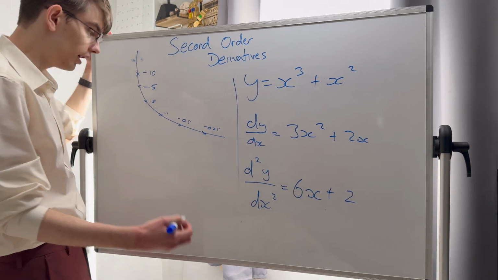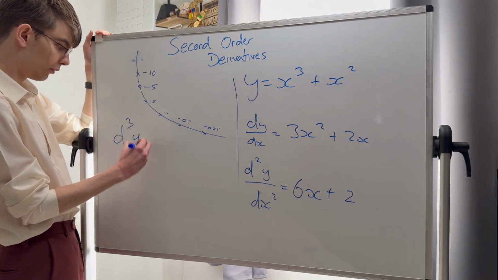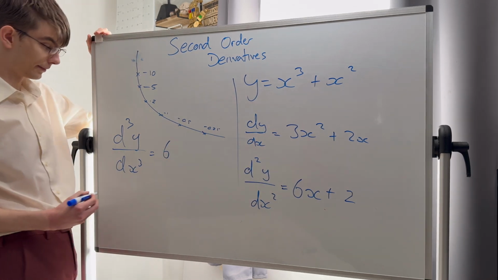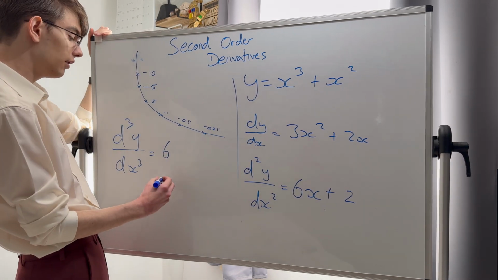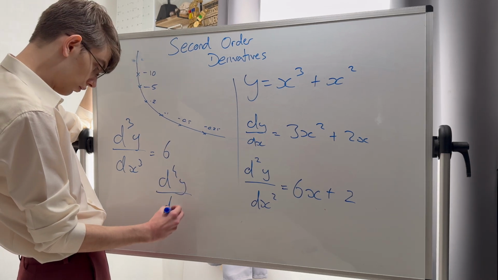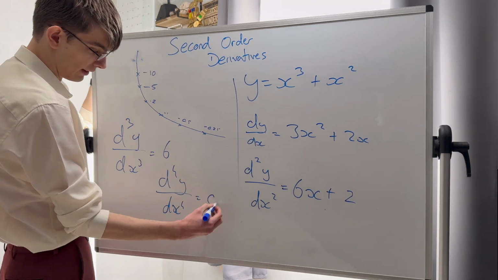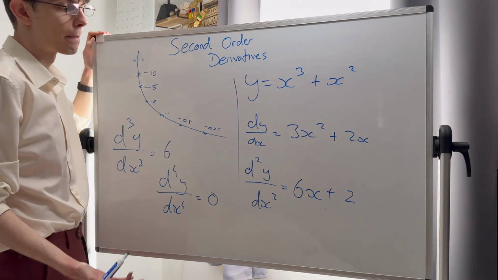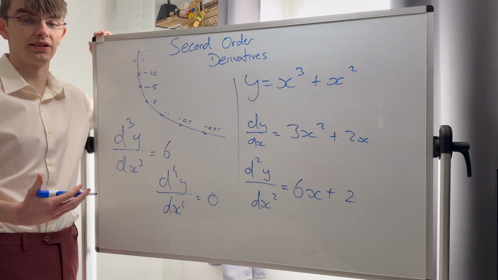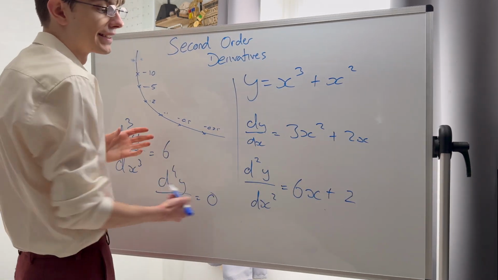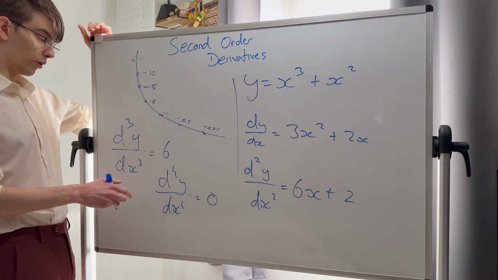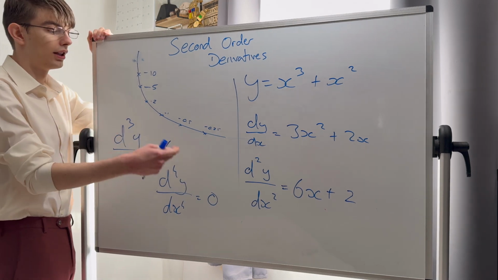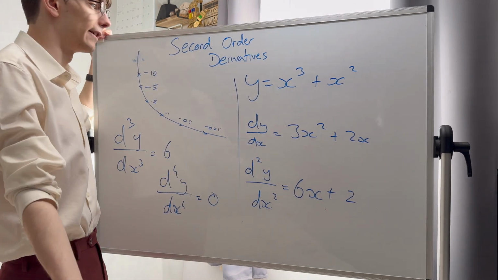So can I do it again? Yeah, of course I can. I can then do a d3y over dx cubed, which will be 6. And then technically I could do it again, d4y over dx to the 4, which would just be 0, because I haven't got any x's left. And then anything after that would just be 0. But technically, I can keep differentiating something for as long as there are x's still present. So here I've got the gradient, here I've got the gradient of the gradient, here I've got the gradient of the gradient of the gradient, and here I've got the gradient of the gradient of the gradient of the gradient.